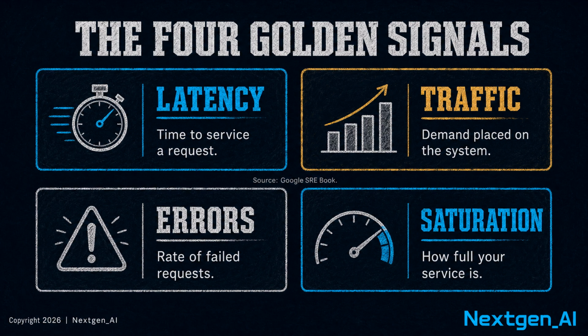Saturation critically measures how full your system is. This isn't just CPU or memory, it includes disk I/O, network bandwidth, or even internal queue depths. High saturation often precedes performance degradation and outages, signaling an inability to handle current demand effectively. These 4 signals provide a comprehensive, high-level view of user experience and system health, forming the bedrock of any robust monitoring strategy.